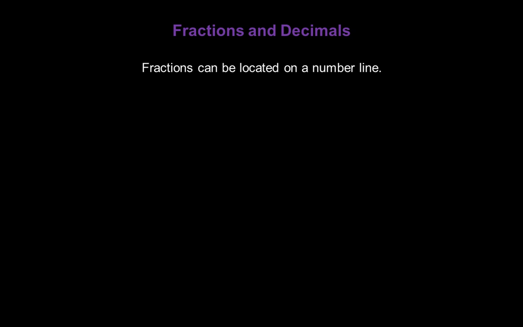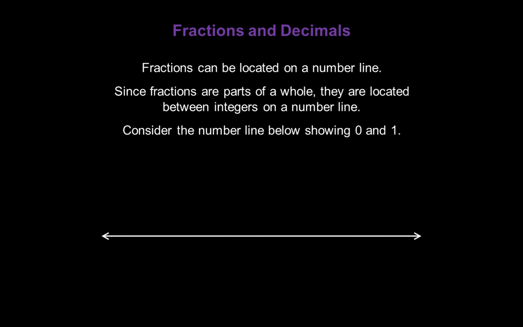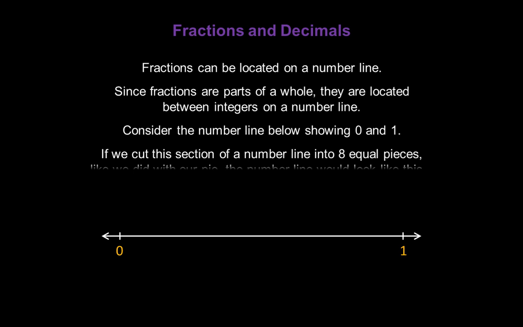Now fractions can be located on a number line. Since fractions are parts of a whole, they are located between integers on a number line. Consider the number line below showing 0 on the left and 1 on the right. If we cut this section of our number line into 8 equal pieces like we did with our pie, the number line would look like this.